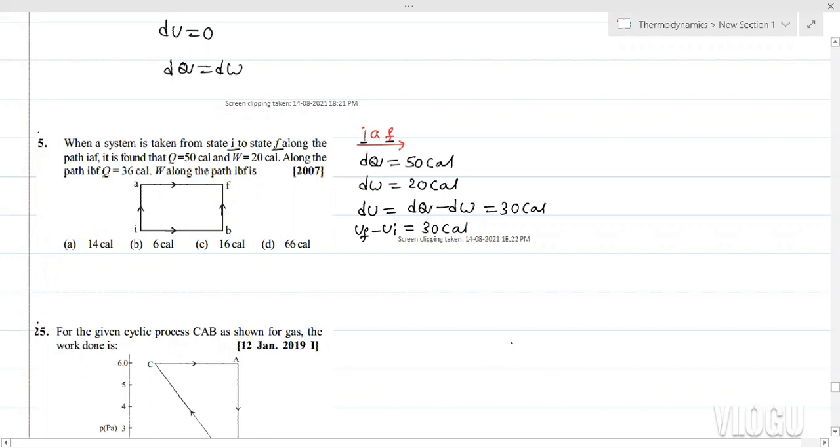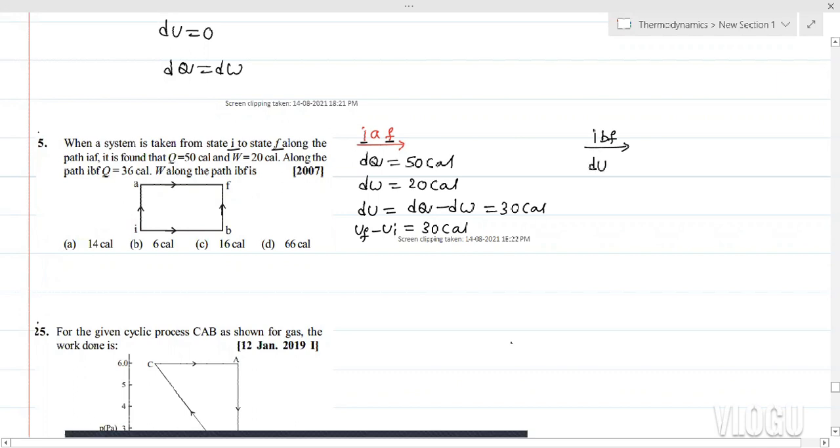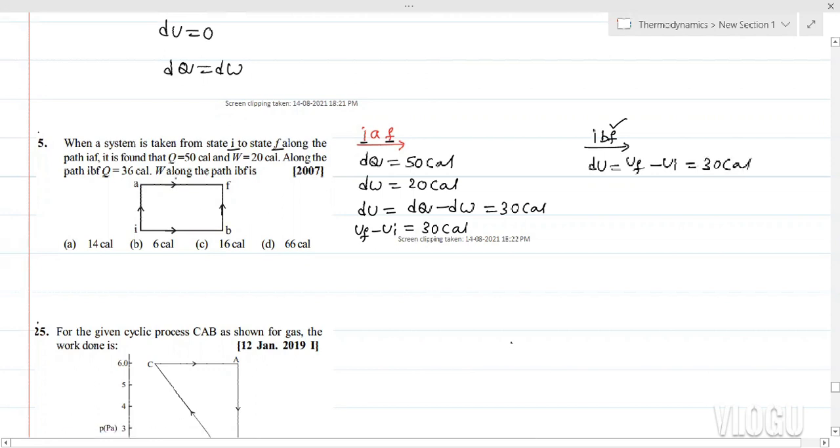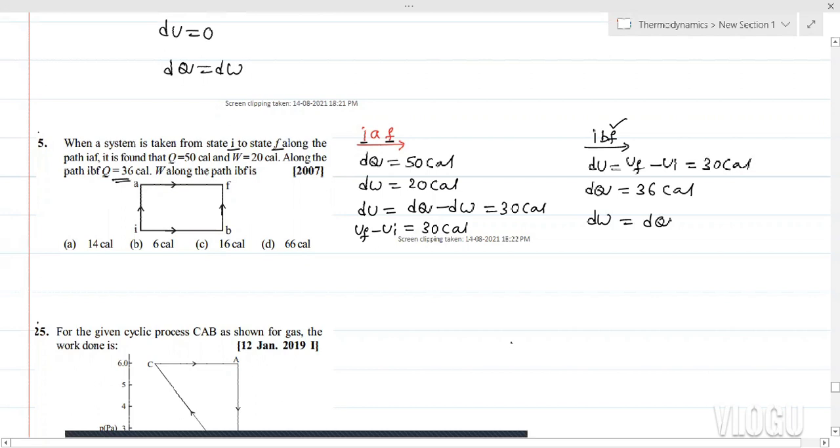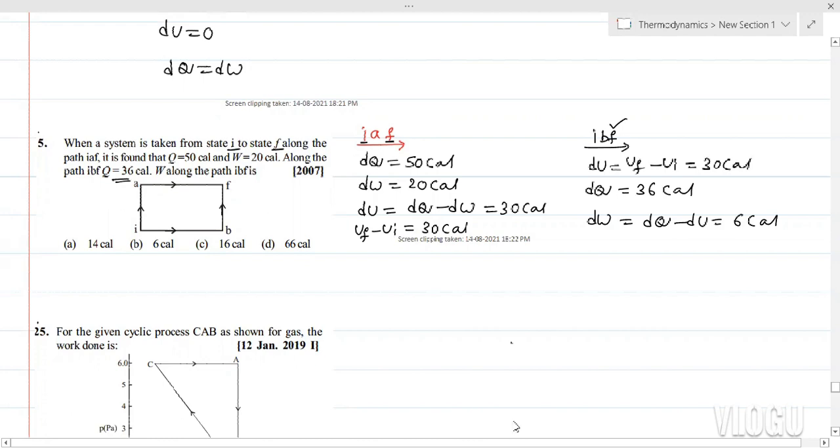And again we have the path IDF. So the next part of the question I am taking is IDF. In this case also the dU is the same. dU means U final minus U initial, which is equivalent to 30 calories. And in the question dQ is 36 calories. So along the path, work done dW equals dQ minus dU, that is 36 minus 30, which is 6 calories.